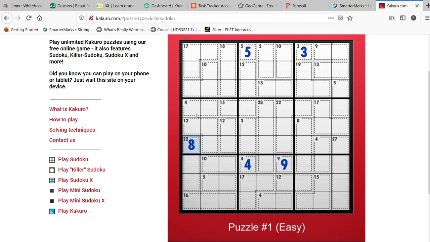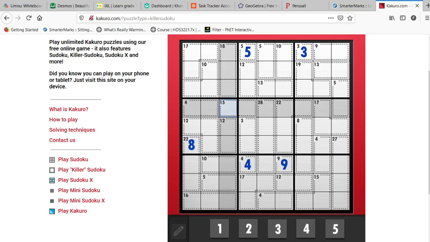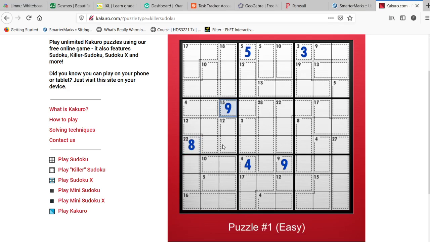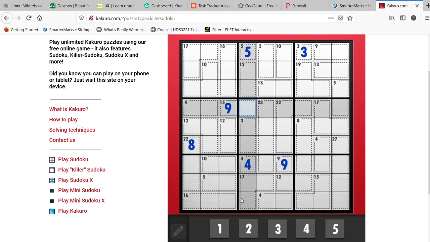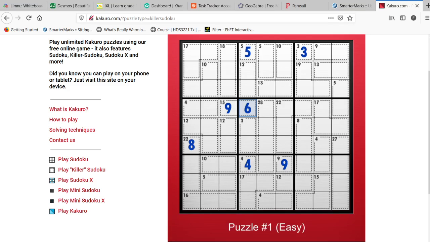We can use that same logic. All of these have to add up to 45. So if we take 8 plus 12 plus 12 plus 4, we get 36. Therefore, this has to be a 9, because it'll take 9 more to get this whole thing up to 45. Now these two add up to 15. We already have 9, so there's only 6 left.